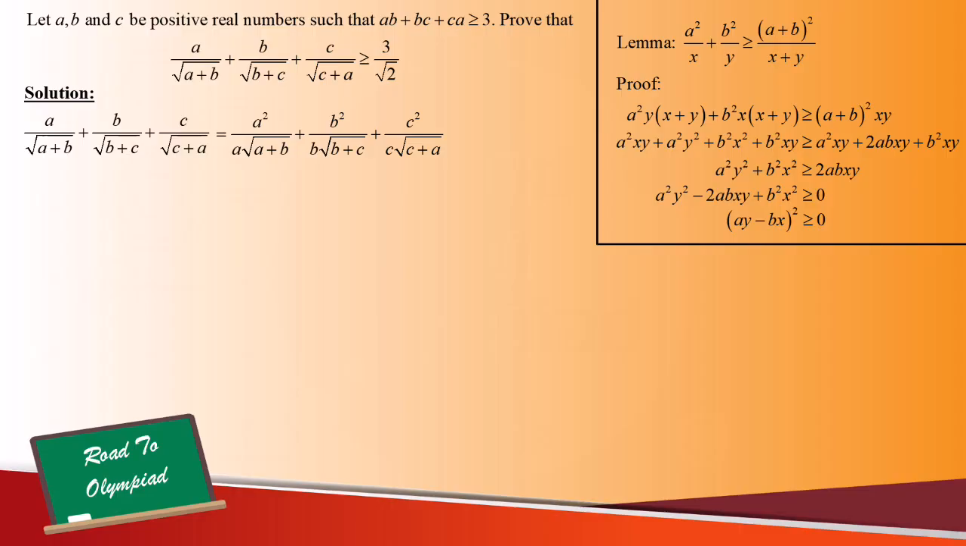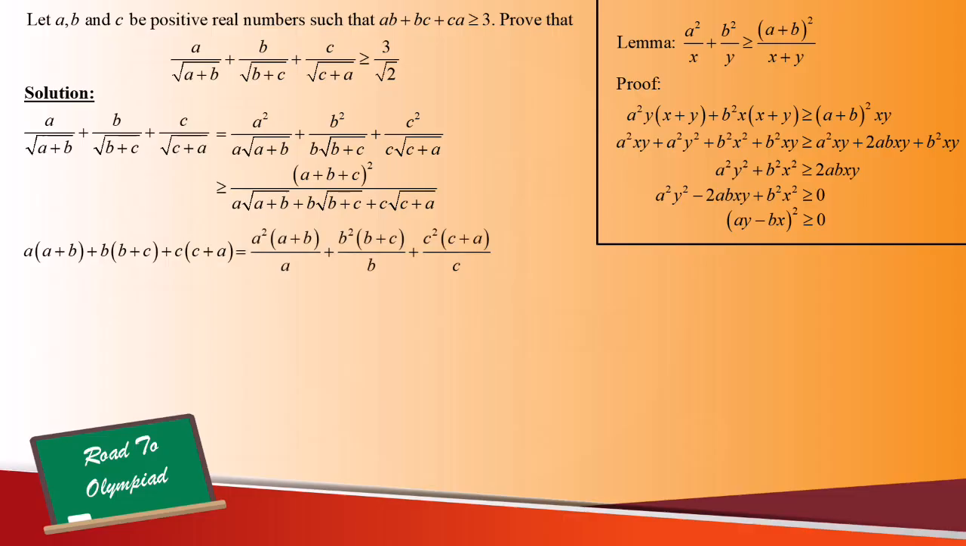With this lemma, we can rewrite the expression just now to be greater than or equal to (a plus b plus c) the whole thing squared over a square root of a plus b, square root of b plus c, square root of c plus a. Now, notice that a times square root of a plus b, plus b times square root of b plus c, plus c times square root of c plus a can be written as a squared times square root of a plus b over a, plus b squared times square root of b plus c over b, plus c squared times square root of c plus a over c, which is also equal to this one.